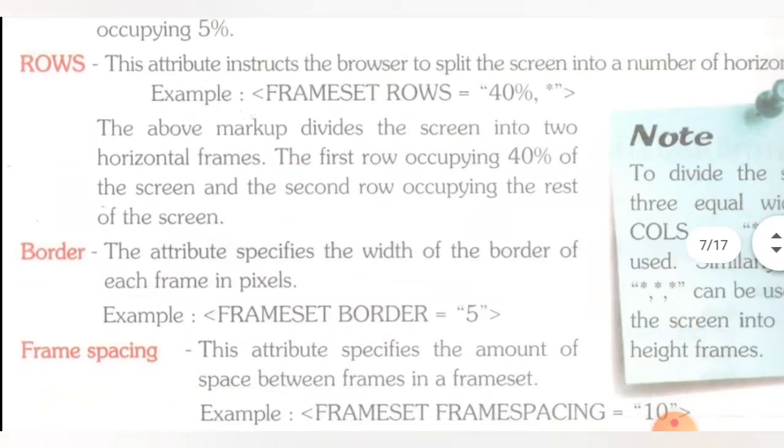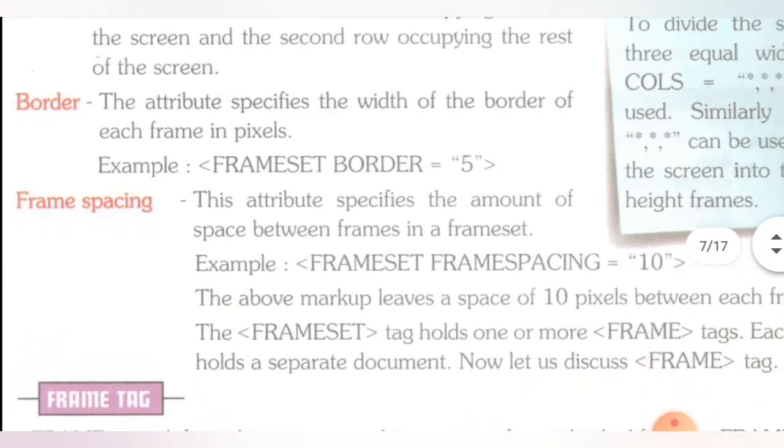Okay, and then next is border, the width of the border, that is the line. So if you want to split a particular page, some lines are there, so if you want to specify the width of the line, then we use the border attribute. And then framespacing, this attribute is used to specify the amount of space between frames in a frameset. Okay, so here see this frameset, framespacing equal to 10.